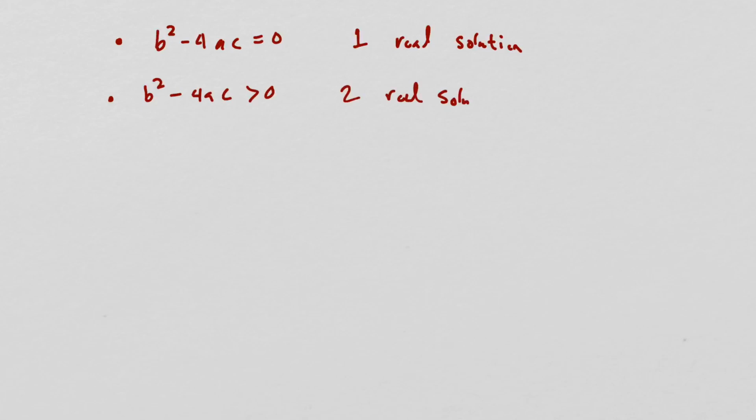If the discriminant is equal to 0, then we have one real solution. If the discriminant is greater than 0, then we have two real solutions. And if the discriminant is less than 0, we have two imaginary solutions.